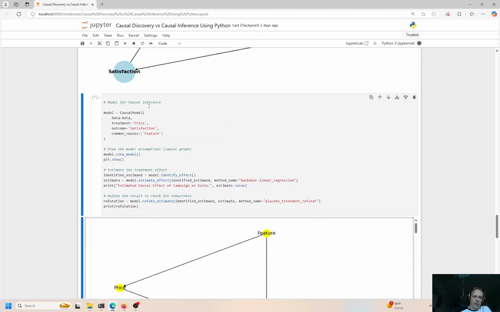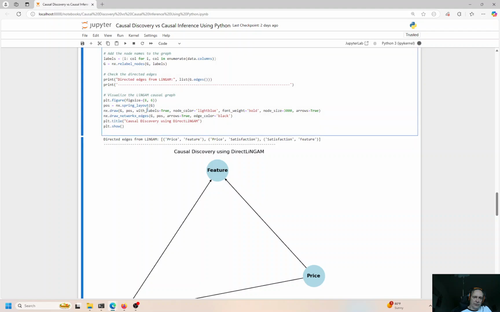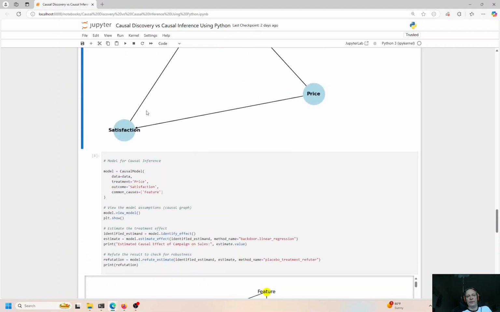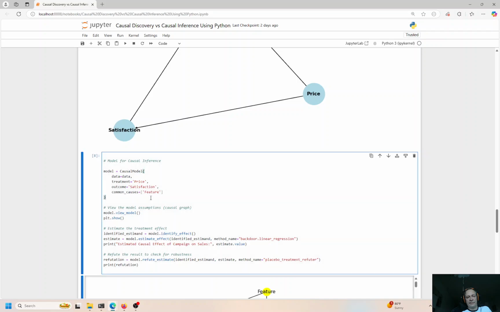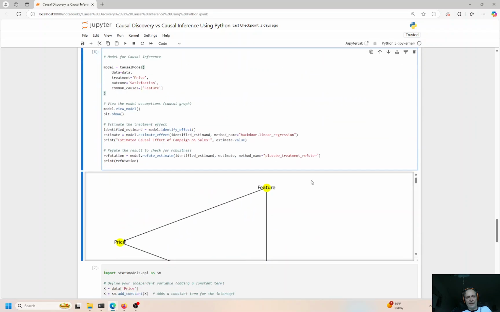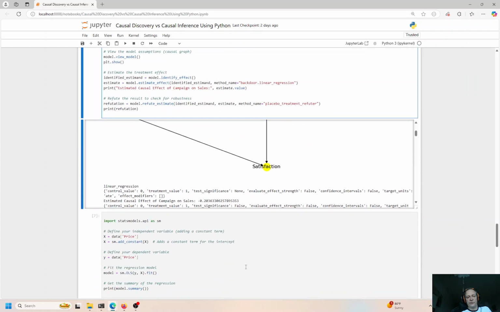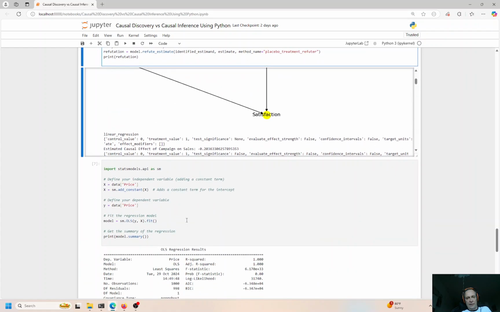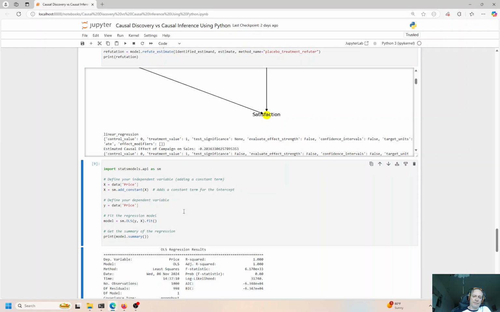Okay, so before, in this view over here, we're looking at causal discovery. Now we know this relationship. Let's see what the relationship is. This causal model will tell us that. It looks like the feature drives the price, and the feature drives the satisfaction, and the price drives the satisfaction too. Okay, so let's go down and rerun this model, Control Enter.